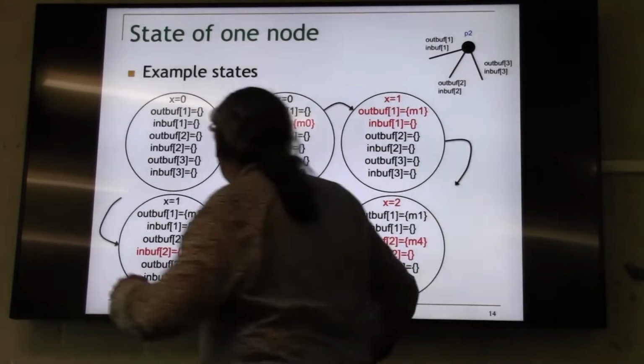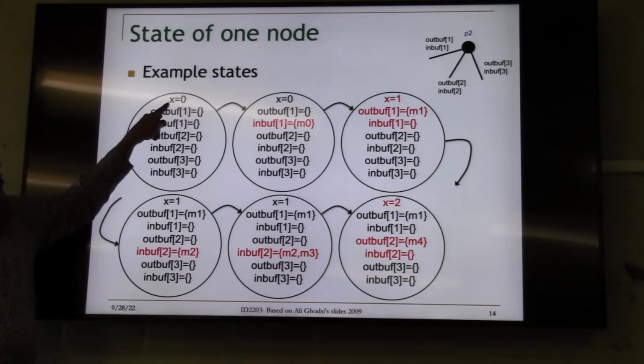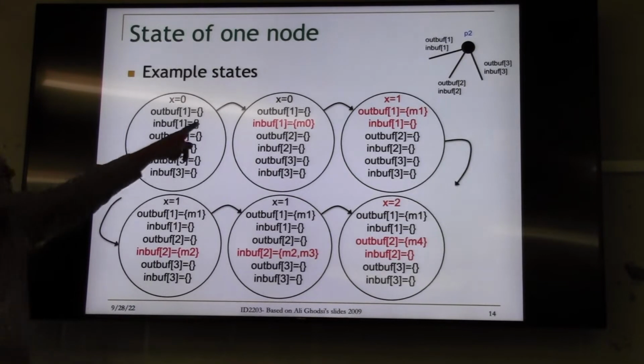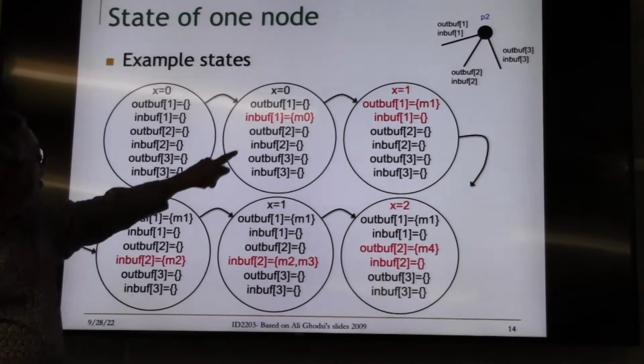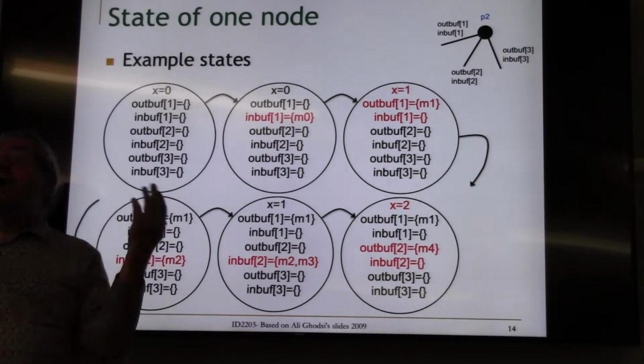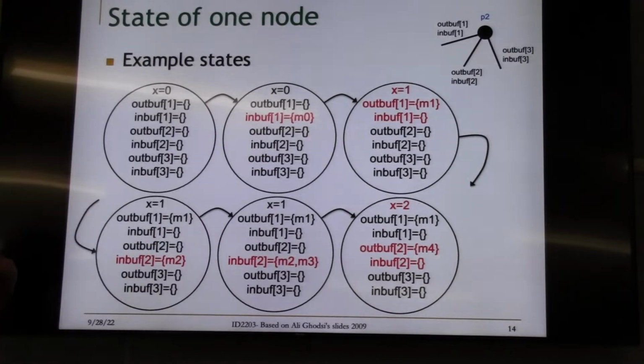And here's an example. So this is one node. This is P2. P2 has 3 neighbors, 1, 2, and 3. And there's 3 out buffs here and in buffs. So it starts out empty. So X is the local variable, 0. All these are empty. We do a transition here, arrow. In buff 1 is now M0. A message has arrived from 1 and appears in there. And now the message can be read.